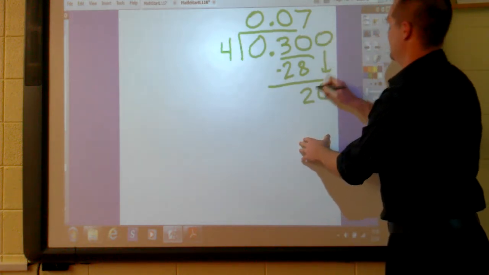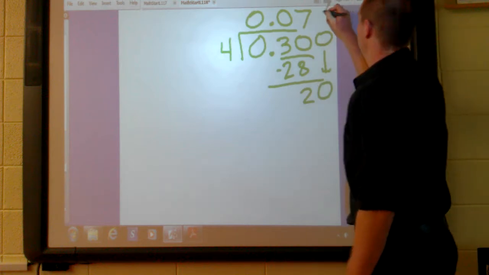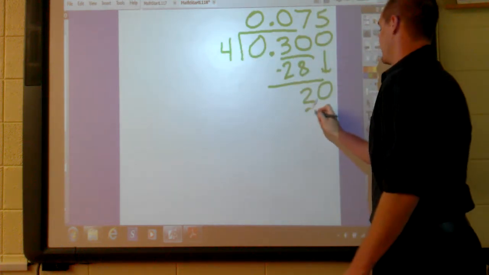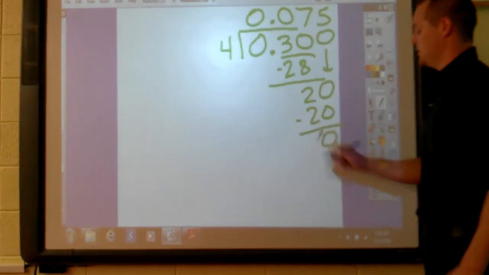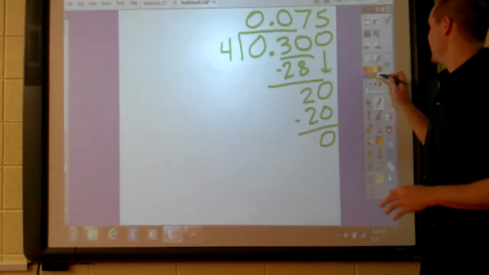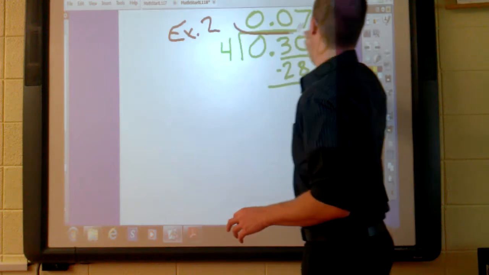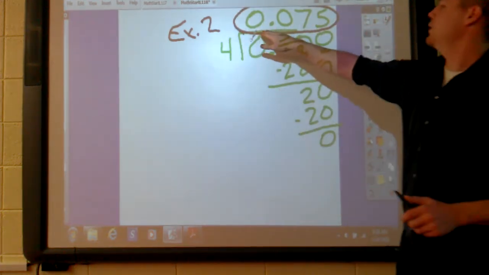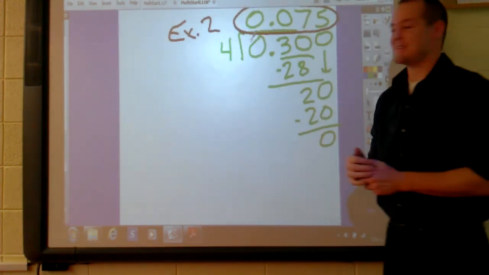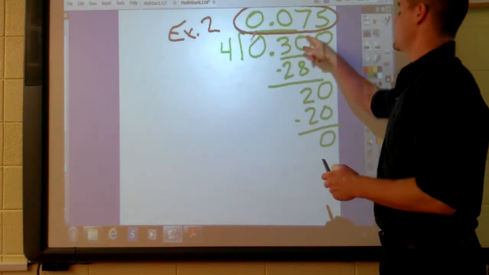Bring it down. 4 goes into 20 5 times. 5 times 4 is 20. Subtract, no remainder. My answer for example number 2 is 0 and 75 thousandths.